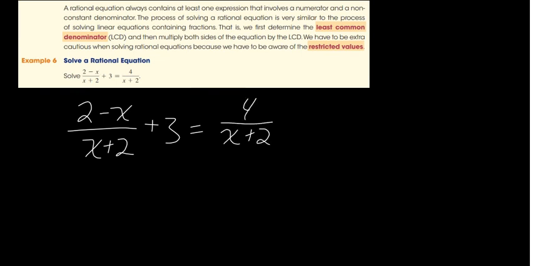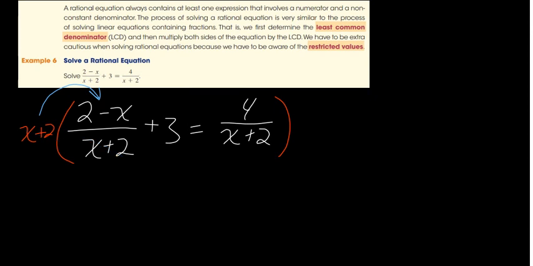Okay, so I need to multiply this entire problem by the least common denominator. Lucky for us, our work's cut out for us. It's really easy. The least common denominator is x plus 2. Okay, well, if we distribute the x plus 2 through here, let's make it blue like we did last time. If we distribute the x plus 2 through here, well, the x plus 2's are going to cancel out, right?